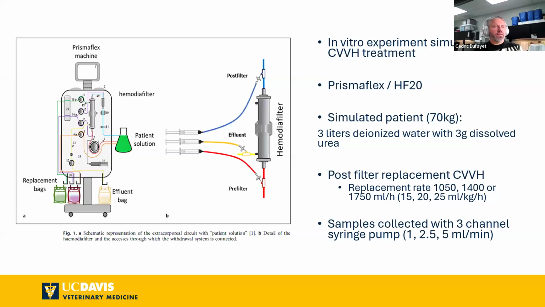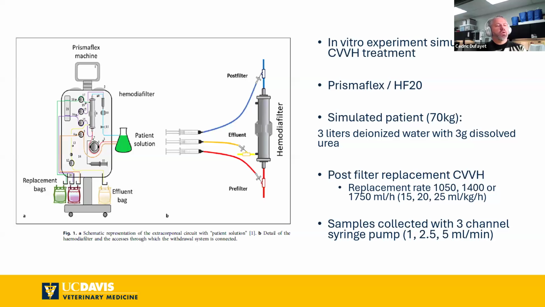And what they did is to look at the impact of how fast you pull out your samples for urea measurement and urea kinetics. For that, they took samples pre-filter, post-filter, and on the effluent side with a motorized 3-channel syringe pump. So the samples are really collected at the same time with a very controlled speed.